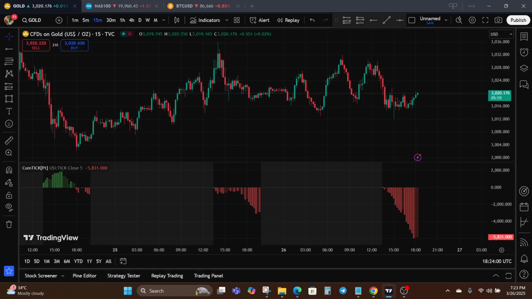Now, how do you use the cumulative tick indicator in trading? Let us talk about how to use this indicator in your trading strategy. The cumulative tick indicator works best when you want to get a clear sense of market direction, or when you are trying to determine if a trend is likely to continue or reverse. So here's how to use it. First of all, to identify market sentiment.